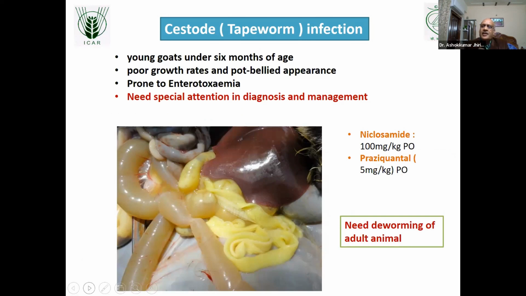Especially in the younger animal, cestodes are of importance. In adult animals, although they are carrying the infection, they are not causing clinical symptoms. But in the younger animal, sometimes it becomes problematic.